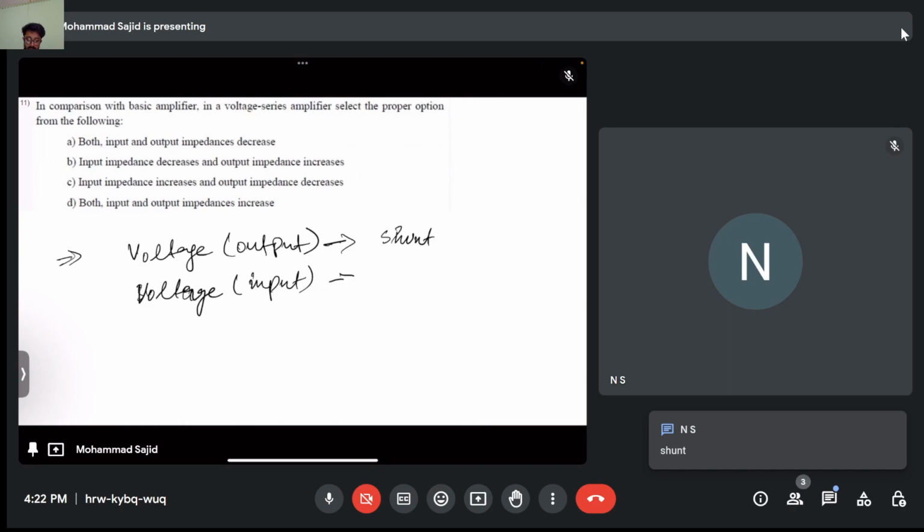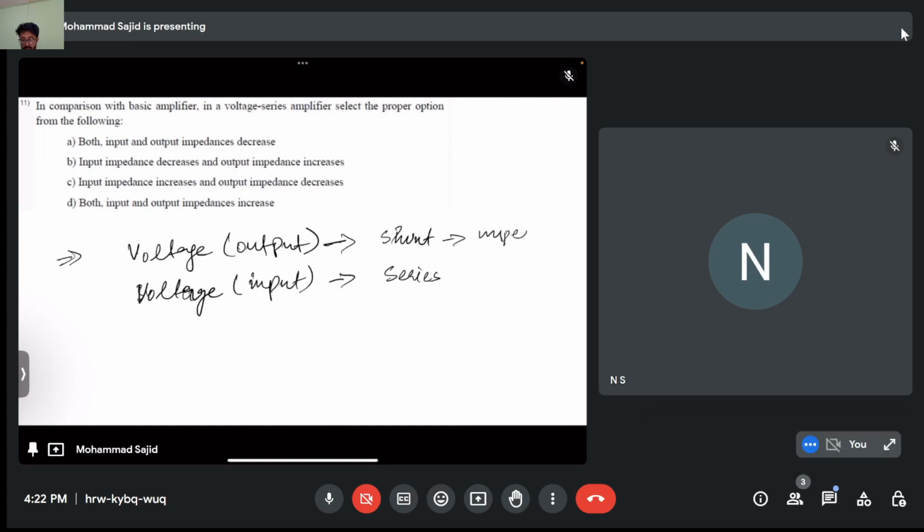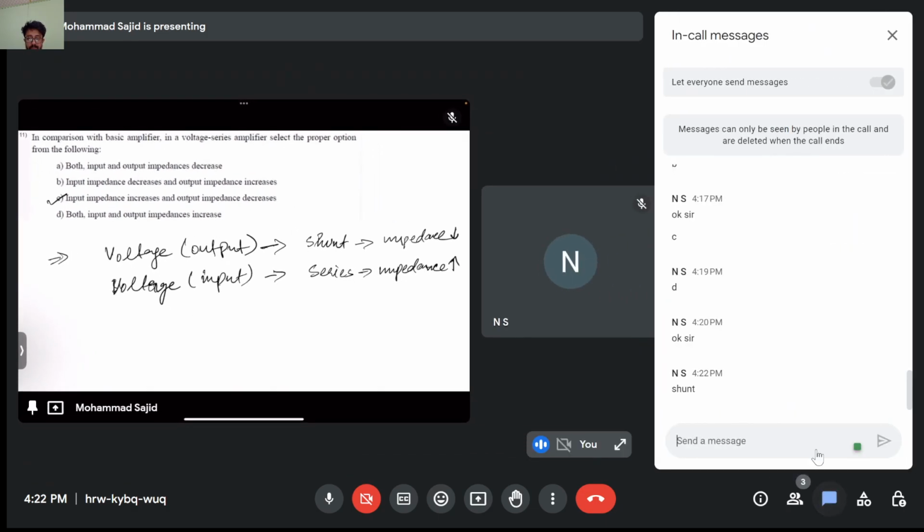Voltage at input means series. So at output, impedance decreases, and at input, impedance increases. So which is the correct option? Shunt output: input impedance increases and output impedance decreases. So the correct option is C, right?